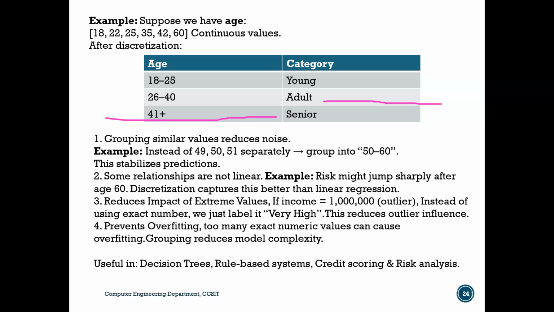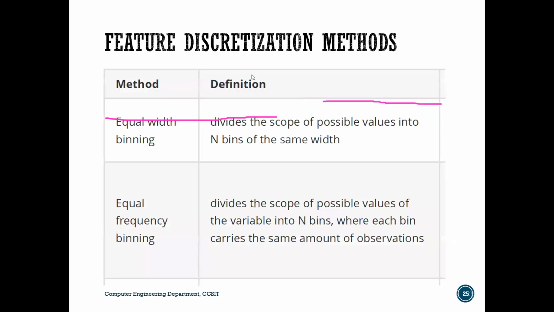This type of technique we can use in decision trees, rule based systems, credit scoring, and risk analysis. Now the question is, if I have this, then what will we do here? We will do encoding techniques. I will explain these techniques later, how we convert this categorical data into numeric, right? But now I am explaining which methods we have for discretization.